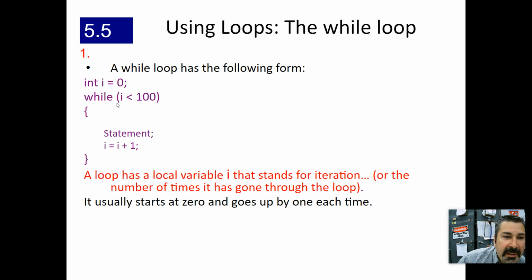So basically, is 0 less than 100? Yes. And then you're going to do the code here, the statement. And then i equals i plus 1. So now i equals 1. Is 1 less than 100? Yes. Is 2 less than 100? So it's going to go through until i is equal to 100, because 100 is not less than 100, and it's going to kick you out of the loop. So it's going to run this loop over and over again.